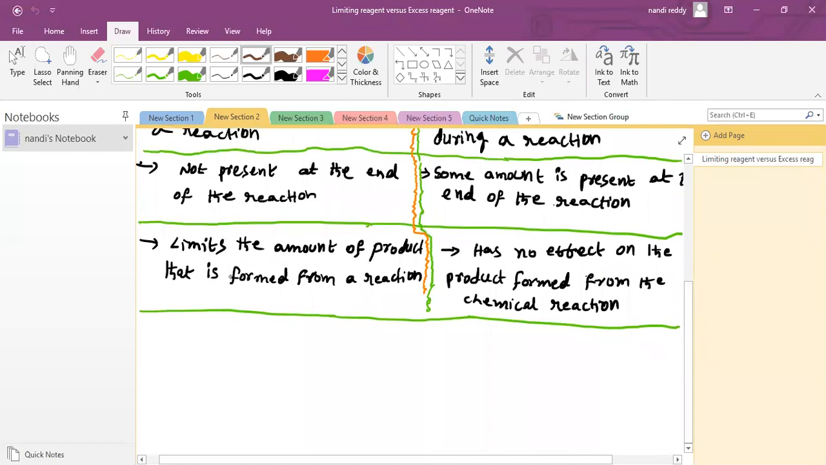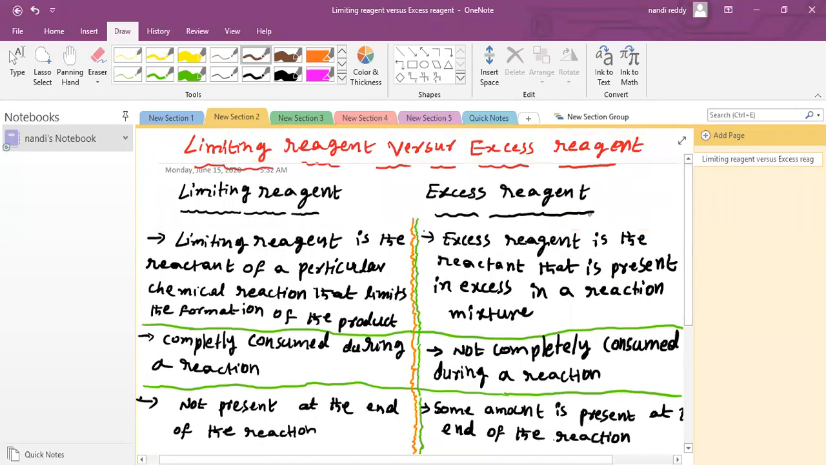It limits the amount of product formation from the reaction. So whenever you are solving a problem, you have to follow this point: the final product formation you need to calculate based on the limiting reagent only. Clear? Not the excess reagent. So these are the differences we provided between limiting reagent and excess reagent. You can read and remember this.